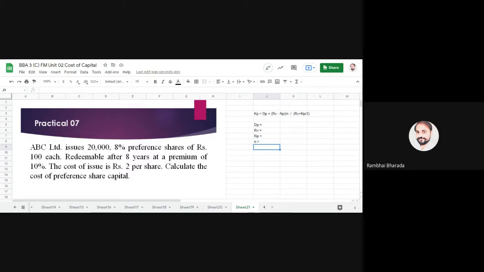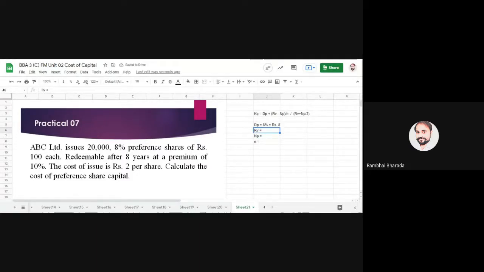ABC Limited issued 20,000 8% preference shares of rupees 100 each. How many percentage is given to you before the preference shares? 8%. So that 8% represents what? It represents the dividend rate. So here DP means how many? 8%, and 8% of 100 means rupees 8.